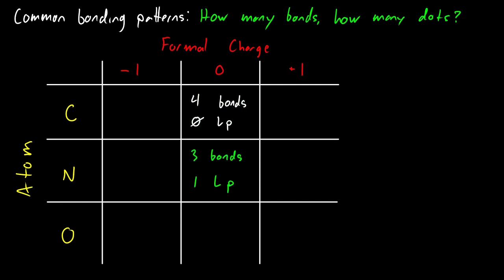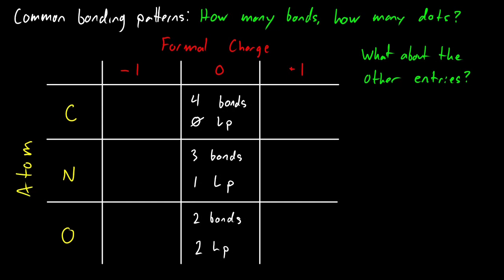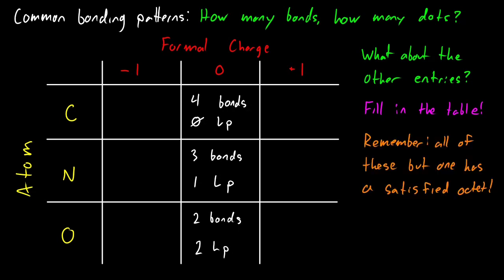Similarly, we can use the same process to show that a neutral nitrogen atom will have 3 bonds and 1 lone pair, and that a neutral oxygen atom will have 2 bonds and 2 lone pairs, which we saw back in the previous video. Now, what I'd like you to do here is think about the other entries in this table. So go through and fill in each of the other entries in this table using the process that we've just seen. Remember that all but one of these has a satisfied octet.